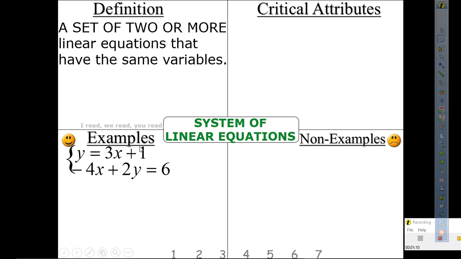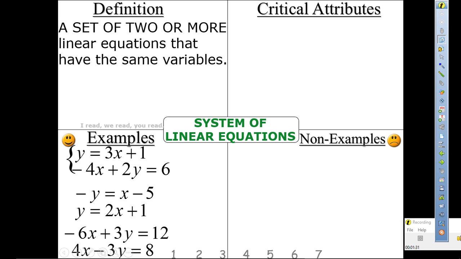y equals 3x plus 1 and negative 4x plus 2y equals 6. Negative y equals x minus 5, y equals 2x plus 1. And the last one, negative 6x plus 3y equals 12, and 4x minus 3y equals 8. Copy that. I'll give you a little bit of time. All right, here we go.